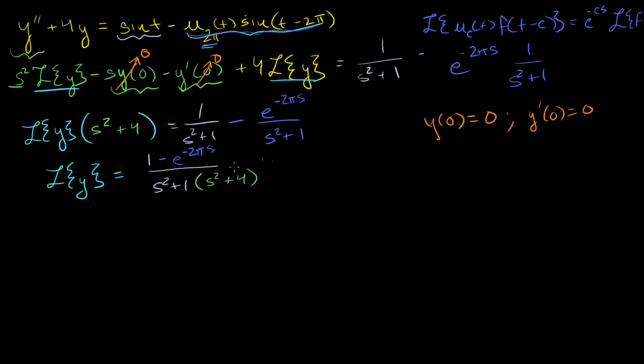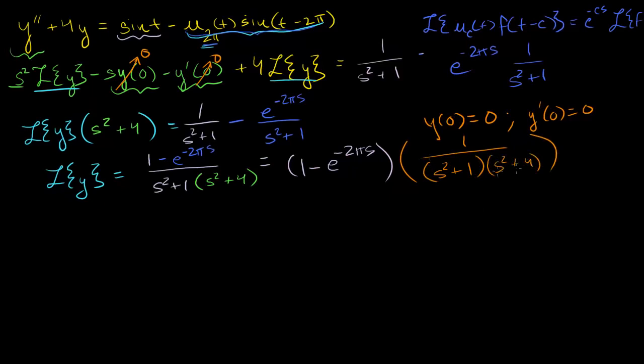So we can rewrite this equation right here. Actually, let's write it as this, because this will simplify our work. Let's factor this whole thing out. So we're going to write it as 1 minus e to the minus 2 pi s, all of that, do it in orange, all of that times 1 over s squared plus 1 times s squared plus 4. Now we need to do some partial fraction expansion to simplify this thing right here.